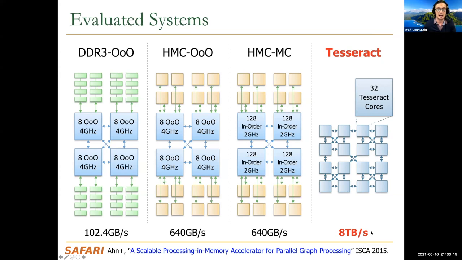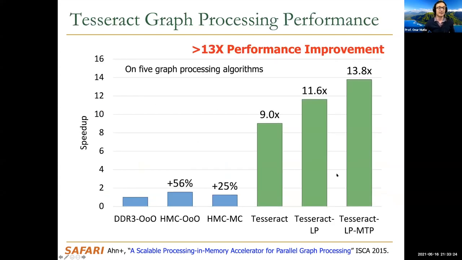As a result, you make available 8 terabytes per second memory bandwidth to all of these chips and all of these cores in aggregate. And the performance results are very promising. Basically, we saw that you can get close to 14x performance improvement on average across 5 important graph processing algorithms. Later work, actually, this is a work that was published in 2015. We started the work in 2012, you can imagine.